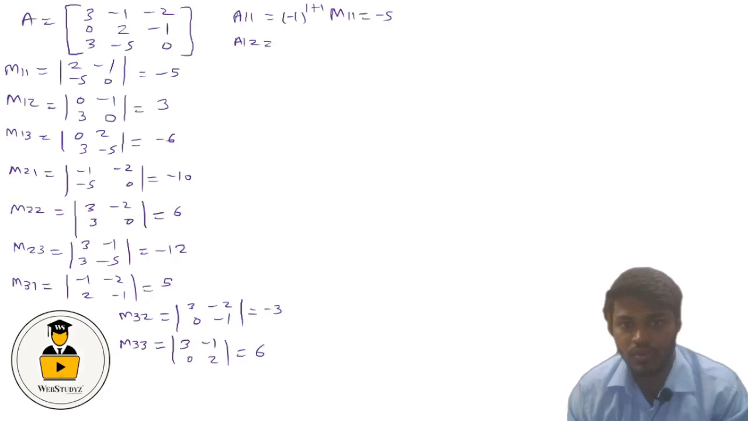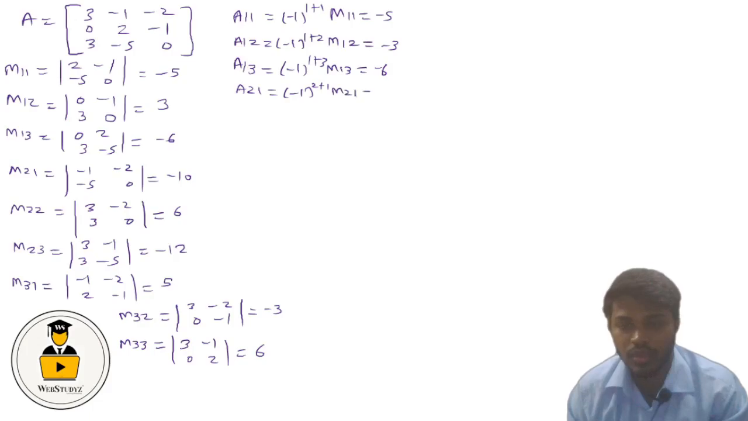Then A12 will be minus 1 raised to 1 plus 2 M12. Now M12 is 3. Now minus 1 into 3 will be minus 3. Then A13 will be minus 1 raised to 1 plus 3 M13. Now M13 is minus 6. So minus 6 into 1 is minus 6. Then A21 will be minus 1 raised to 2 plus 1 M21. Now M21 is minus 10. Minus 10 into minus 1 will be plus 10.